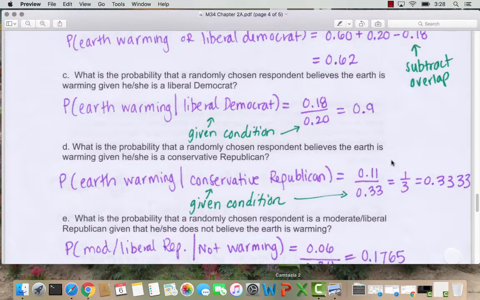Question D asks, what is the probability that a randomly chosen respondent believes the Earth is warming given he or she is a conservative Republican? So now our given condition is conservative Republican, so that row total, 0.33 of the conservative Republicans in the survey, is our denominator. So we've got 0.11 out of 0.33, that's 1/3, or as a decimal, 0.3333. So you could say 33% of conservative Republicans believe that the Earth is warming.